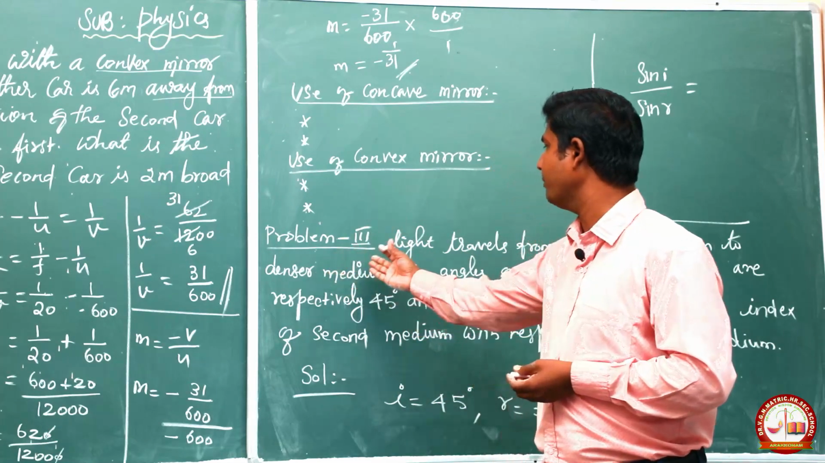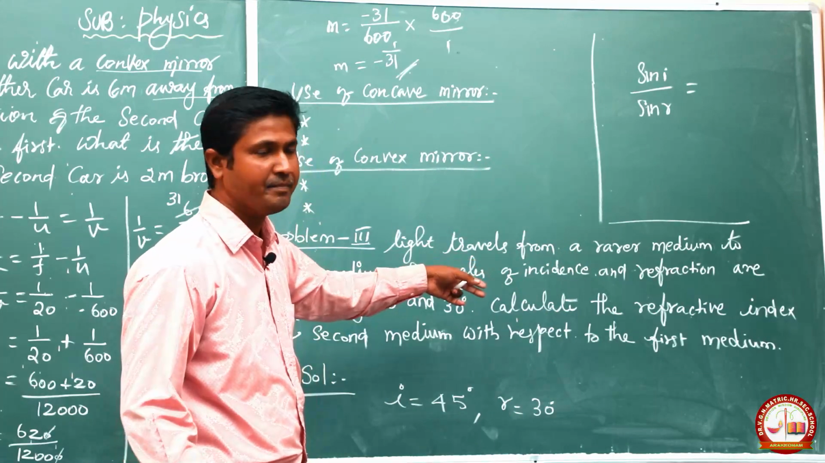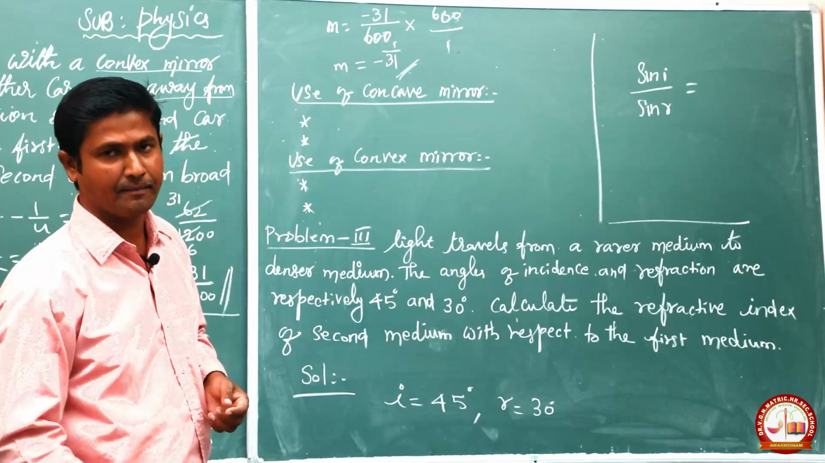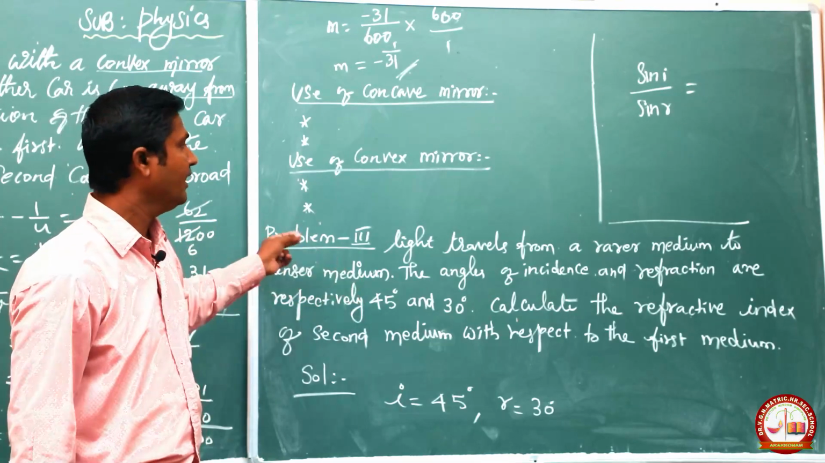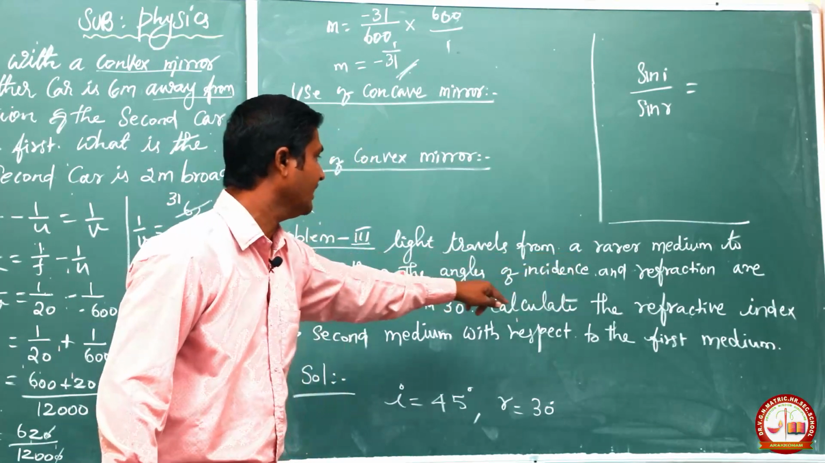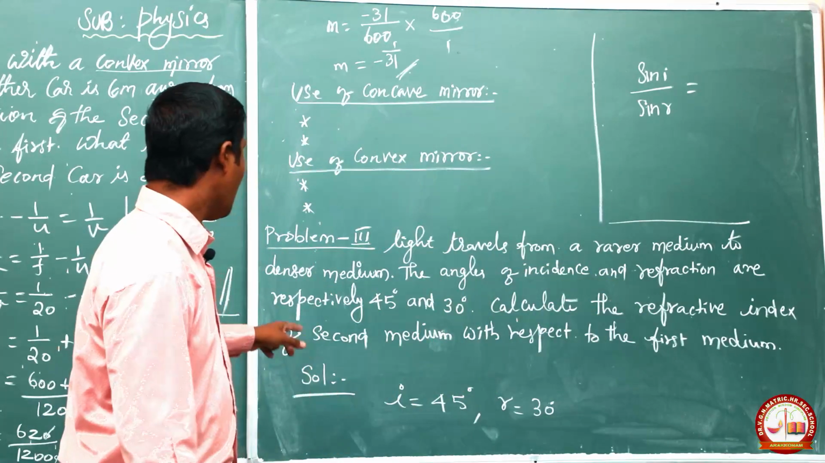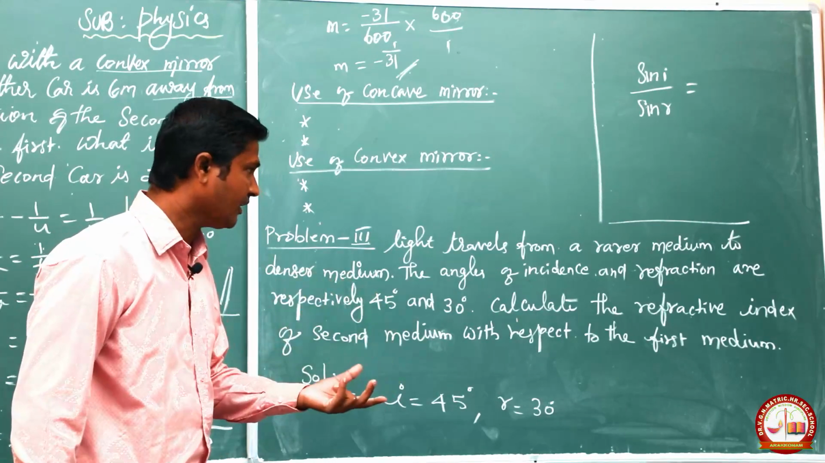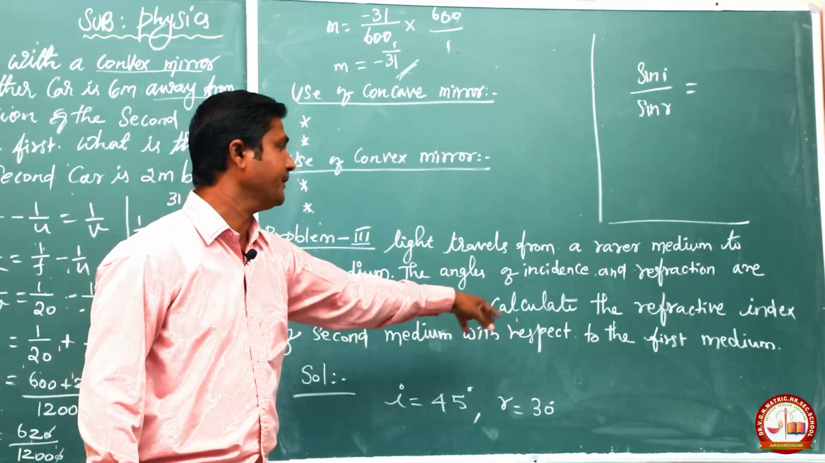Based on problem number 3: light travels from a rarer medium to a denser medium. One medium is the rarer medium, the other is the denser medium. So light passes from one medium to another. The angle of incidence i and the angle of reflection r are respectively 45 degrees and 30 degrees. Calculate the refractive index of the second medium with respect to the first medium.